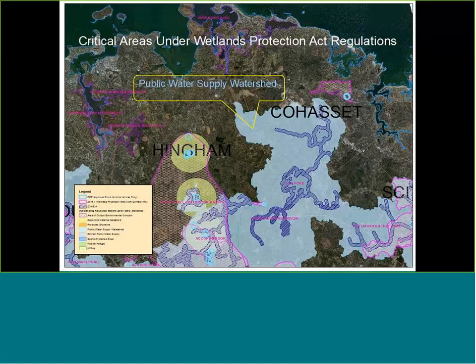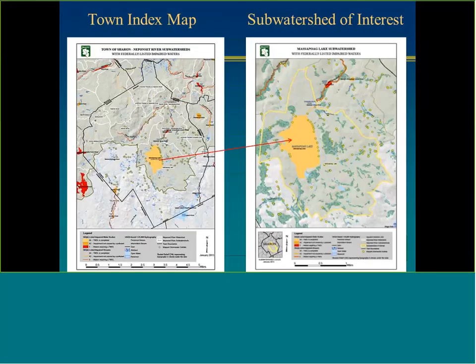Lastly, vulnerable wetlands include critical areas as defined by the Massachusetts wetland regulations. The light blue area shown here is a watershed to a public water supply. It is an example of a critical area that merits special protection for pollutant reduction plans and added consideration when deciding where restoration efforts would be most beneficial.